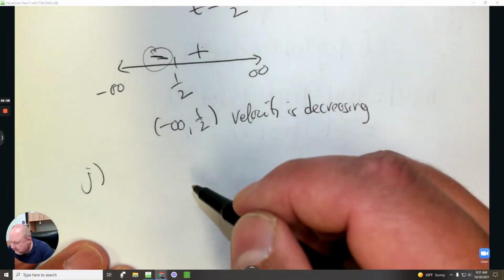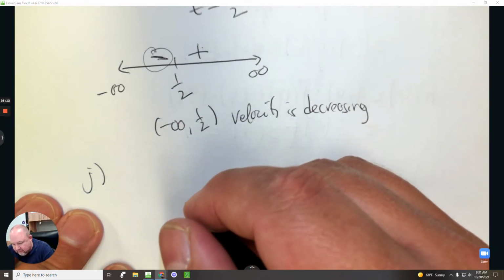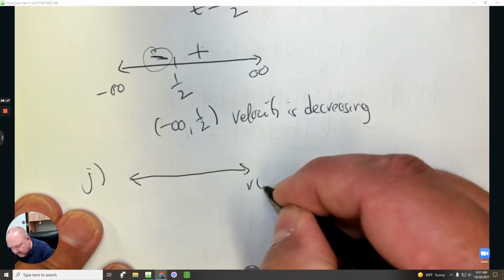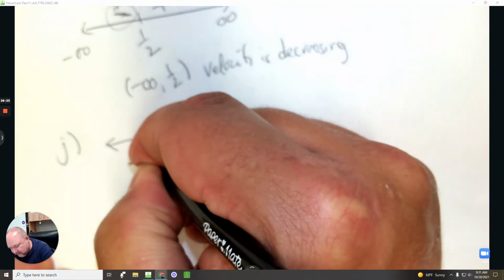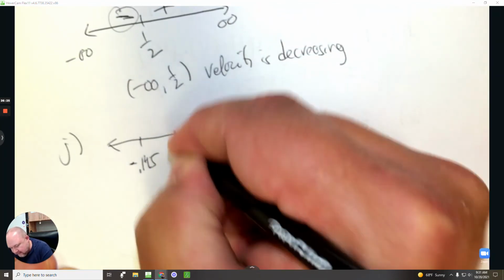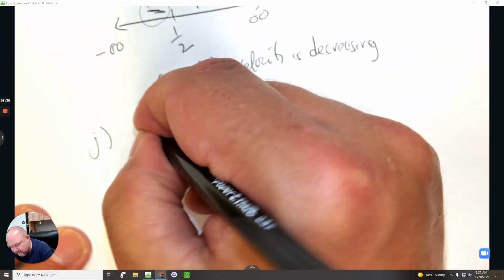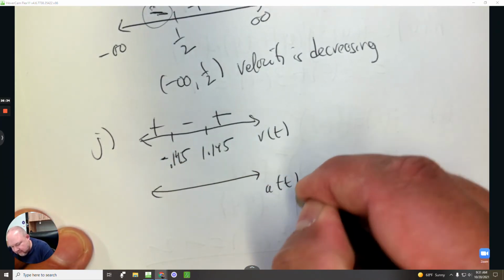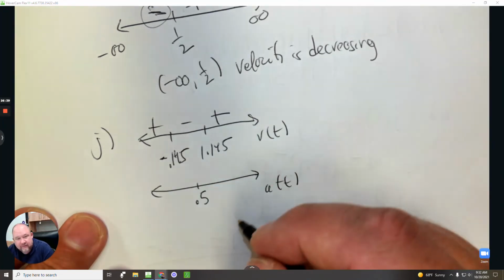J, when is the object's speed decreasing? Speed means I need two number lines. One number line for velocity. We already had that number line. That's negative, I'll do it over here again, negative 0.145 and 1.145. And it went positive, negative, positive. For acceleration, we just have 0.5 or a half. I'll write it as 0.5 so you can compare them.